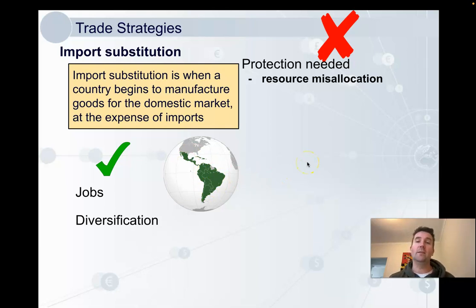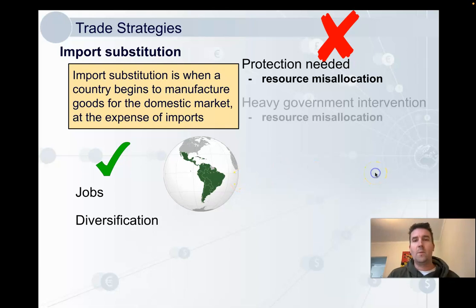So what can happen is that in order to replace the imports, you've got to put in place trade protection so that the imports are too expensive to buy and the local people will buy the locally produced goods. So we know how that leads to resource misallocation. So allocative inefficiency, we can see that in a trade diagram. We know how to do that.